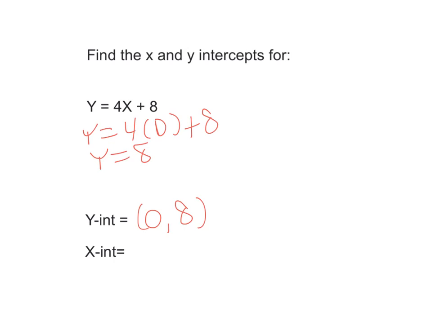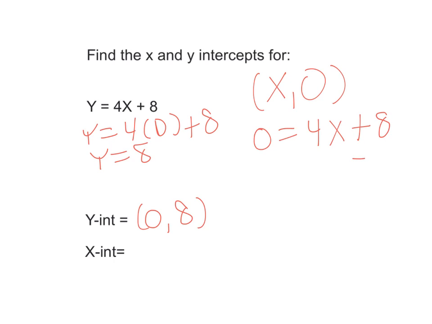Now finding the x-intercept is a little bit more tricky, but not too tough. We just have to plug in 0 for y. And that is because the coordinate for any x-intercept is (x, 0). So let's plug in 0 for y, and we get 0 equals 4x plus 8.